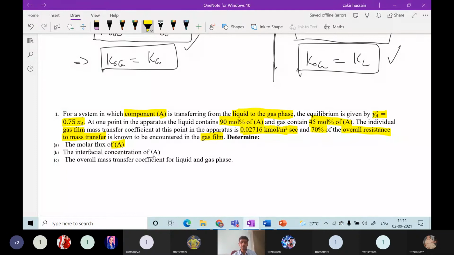Then the interfacial concentrations of component A. Interfacial concentrations means YAi, XAi; depending on the given values, we have to determine them. Then the overall mass transfer coefficients for liquid and gas phase, so we have to determine KOG and KOL. So this is the problem statement. The problem statement is clear.